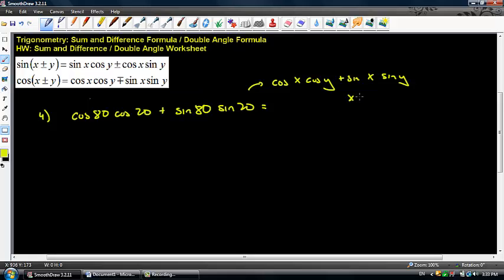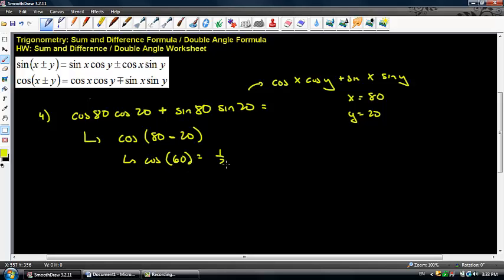So from here we can just work backwards. We can identify x as being 80, because that's the thing that's coming up first. Y is 20. And since it's being added together here, we can convert backwards into a cosine sum and difference angle of 80 and 20. Now remember, with cosine, the sign is opposite on the inside of the parentheses, so it's going to be 80 minus 20, which means this is cosine of 60 degrees, and we readily know what cosine of 60 degrees is. That's 1/2. So with these types of problems, you definitely want to work backwards.